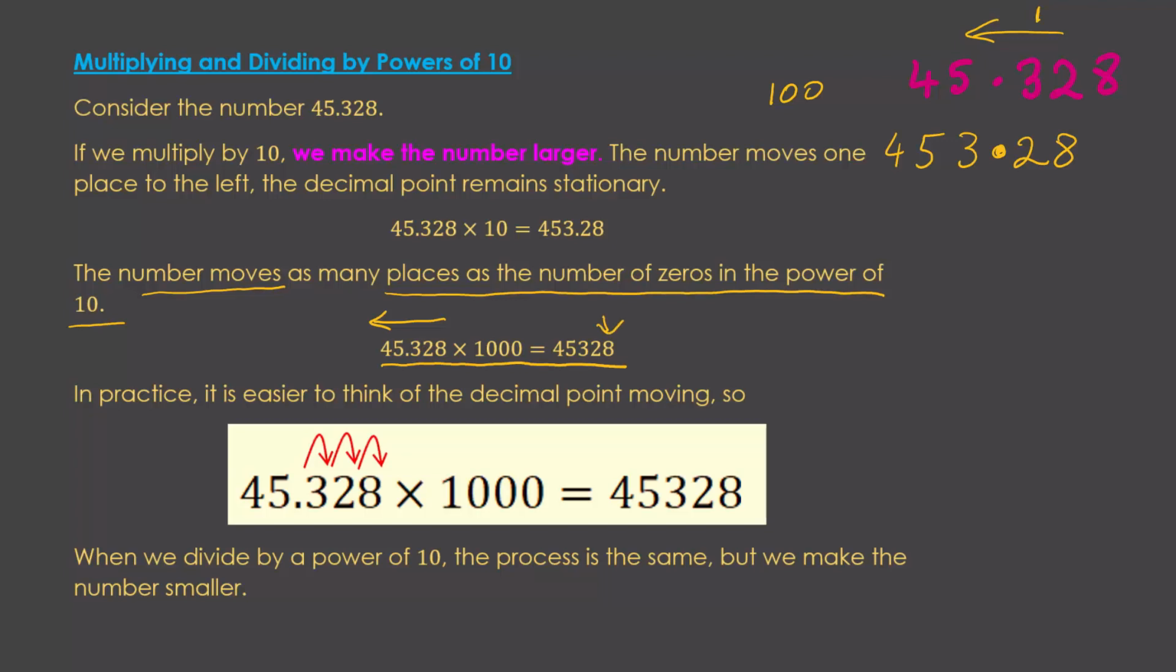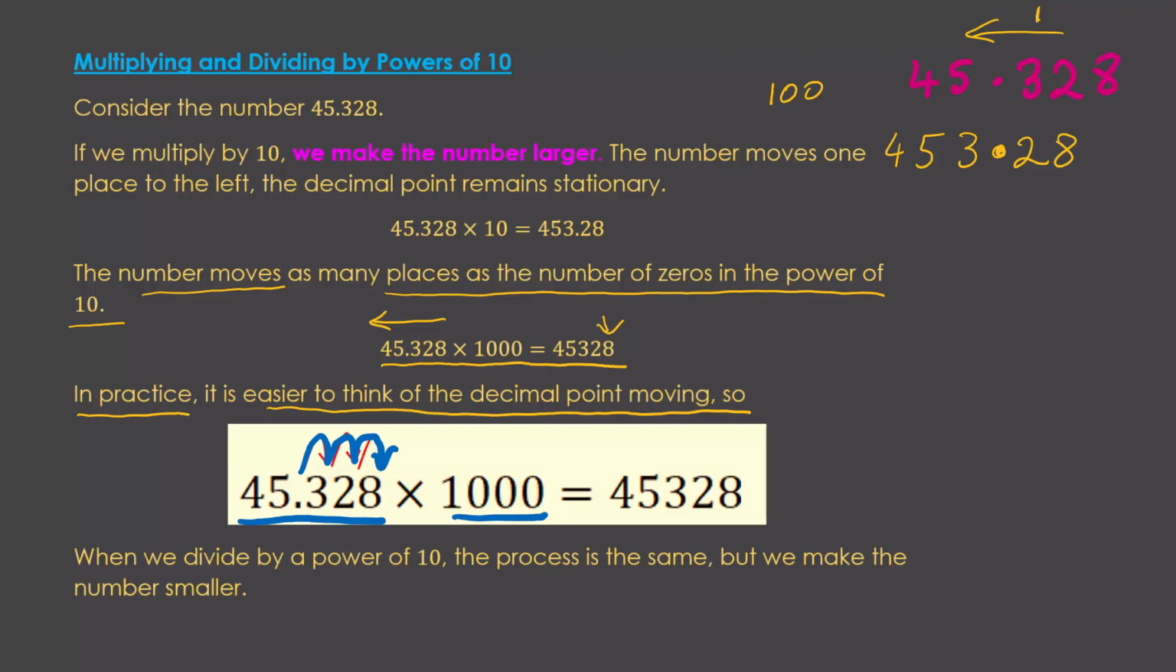Now it's actually the number that moves, but in practice it's easier to think of the decimal point moving. So when we do that, 45.328 times 1,000, it's easier to think of the decimal point moving.